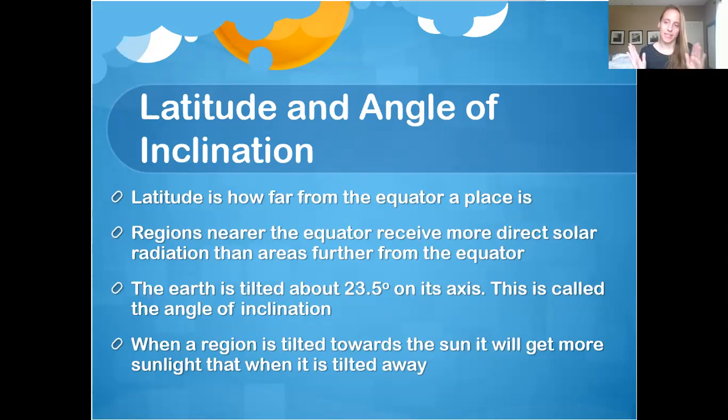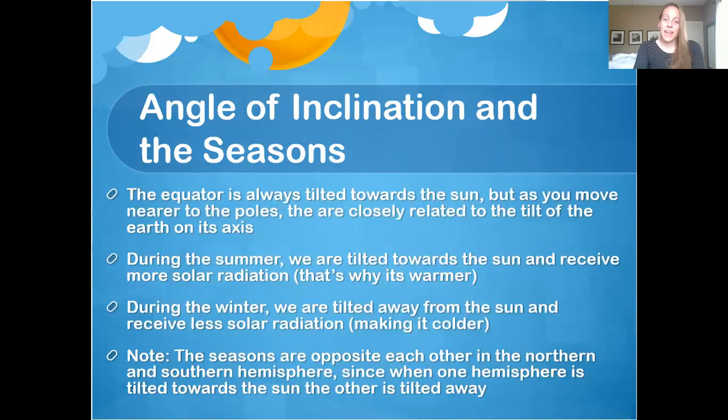If you are in an area that's tilted towards the sun, then obviously you'll have more insolation. So bust this out again. If this is the Earth, and say the sun is over here, right now the North Pole, which would be over here, is tilted away from the sun, whereas somewhere like in Africa would be tilted towards the sun. The angle of inclination is actually what causes our seasons. So during summer, that is when we are tilted towards the sun and therefore receive more solar radiation. During winter, we're tilted away from the sun, meaning that we get less solar radiation.